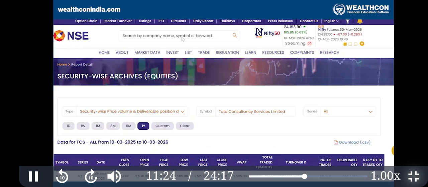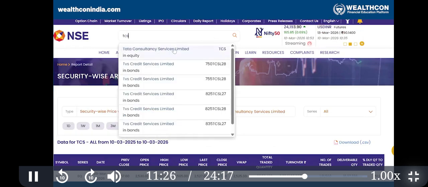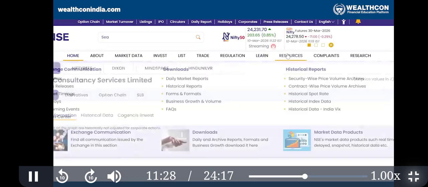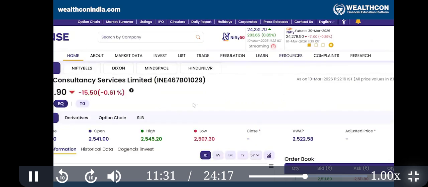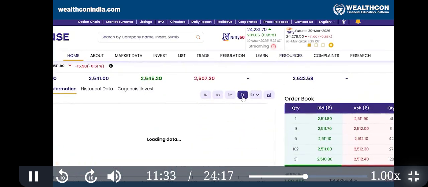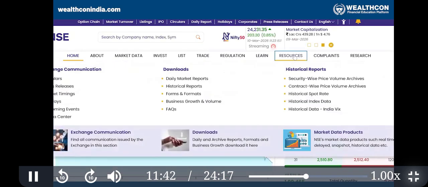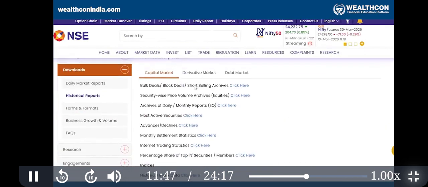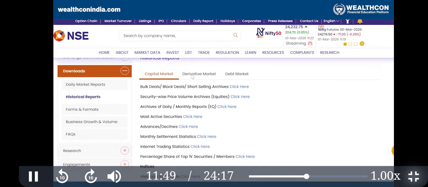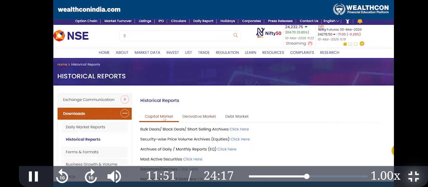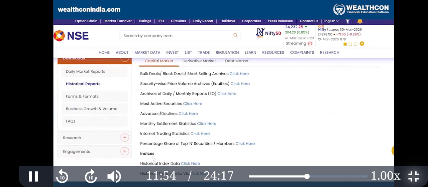Suppose you want to find the data of TCS for the last 1 year. We can go into resources, or even the data is available here as well in the same company, and you can download this data. But I will show the resources. That will be much easier. Go to the resources, click on the historical report. So this is the data of the capital market, derivative market, debt market. Let's focus on the capital market, that is the share market, in which you see that the index data is there as well as shares data.